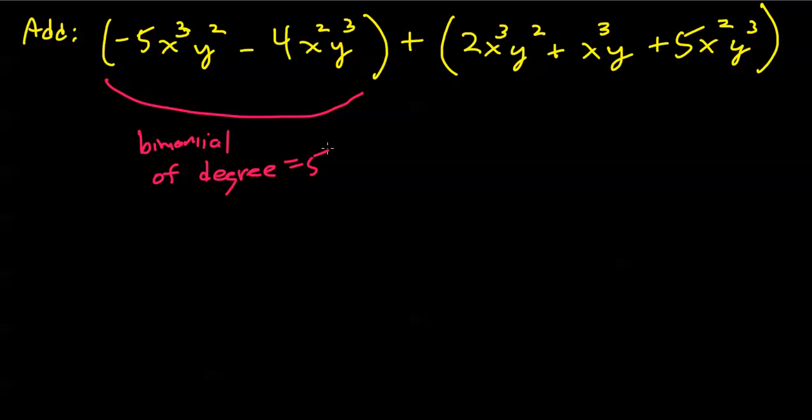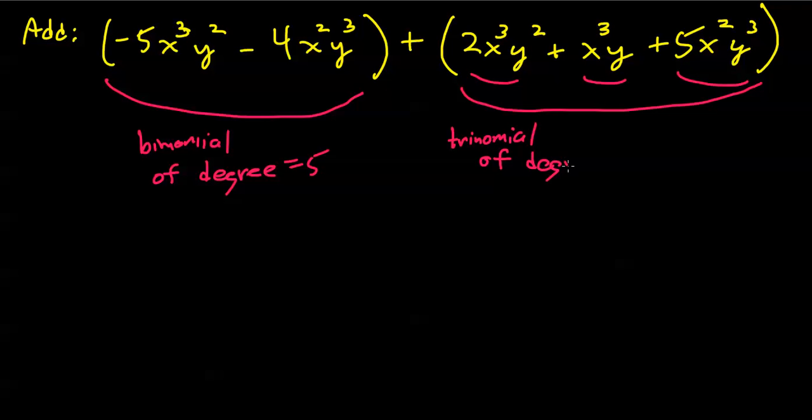Reviewing our classification of polynomials. This polynomial, well, if you're adding 3 monomials, it's a trinomial. And let's see, this term is degree 5, this term is degree 4, this term is degree 5. This is also a degree 5 polynomial. Remember, the degree of a polynomial is the degree of the highest degree monomial it contains.